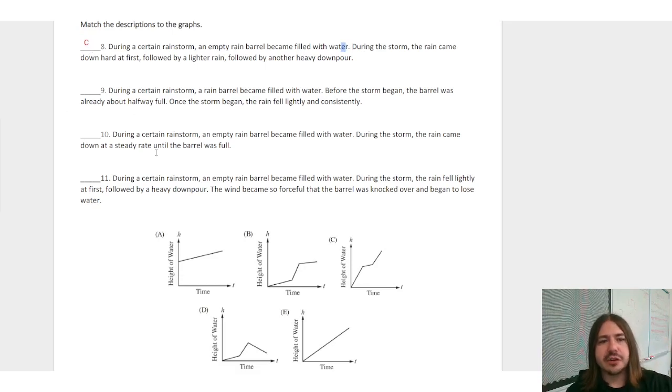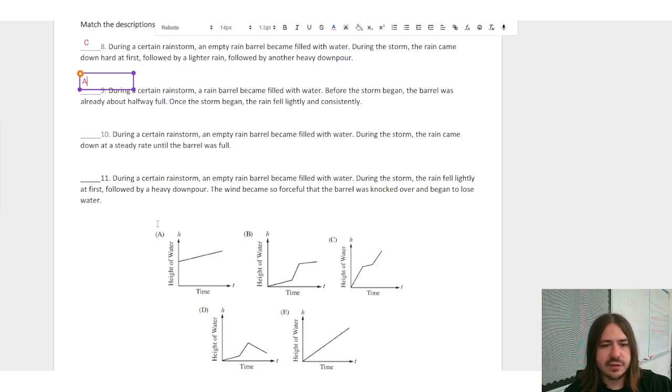Number 9 says during a certain, okay, so same deal here, but this, it starts about halfway full, big hint, and then once the storm began, the rain fell lightly and consistently. So should not be any change in the slope, and also the height of the water should not start at 0, it should start at, whatever halfway means. But the only one on here that doesn't start at 0 is going to be choice A. And we can see on choice A, we have a constant rate of change here. So we're not expecting like, the rain to be falling faster and slower. It's just the rain fell lightly and consistently.